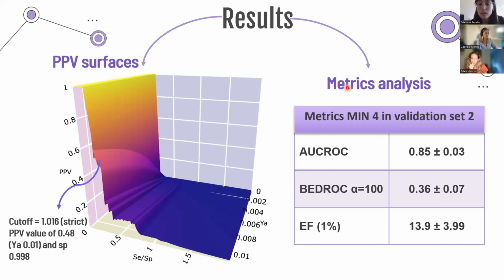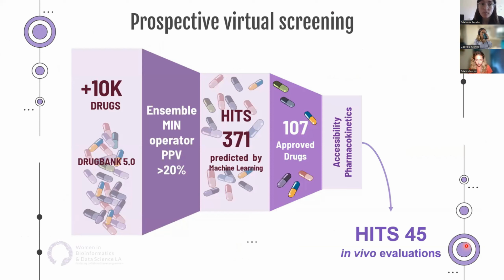The table displays the enrichment metrics calculated for validation set 2 upon screening with the model ensemble, showing very good early enrichment capacity. So finally, the ensemble of 4 models was applied to a prospective virtual screening of the Drugbank dataset.